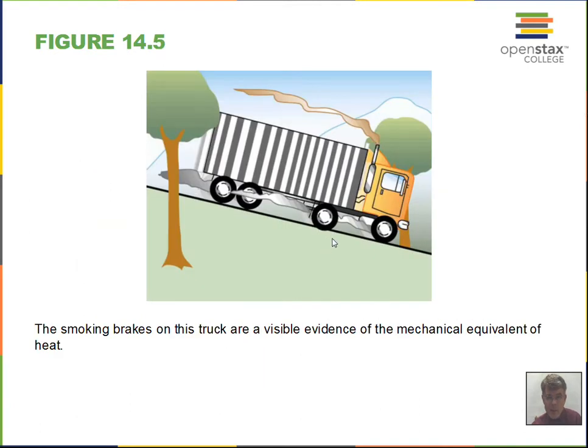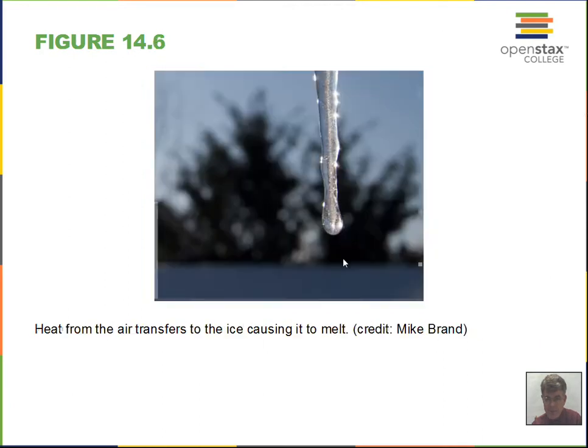Here's a truck going downhill. The brakes are on, and we can see that some temperature changes are going on here. The brake pad material is smoldering as it's receiving energy, this work done with friction, raising the temperature of the brake system to the point where it's smoking. An icicle here with warm air blowing past it will raise the temperature and lead to a phase change going from solid to liquid.